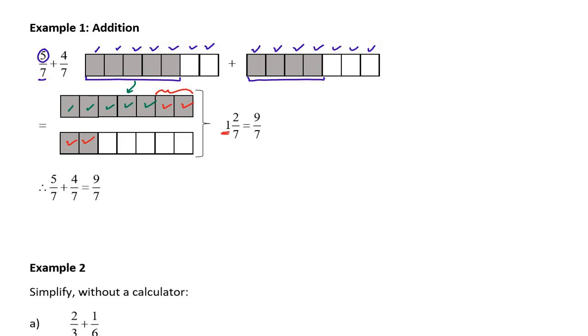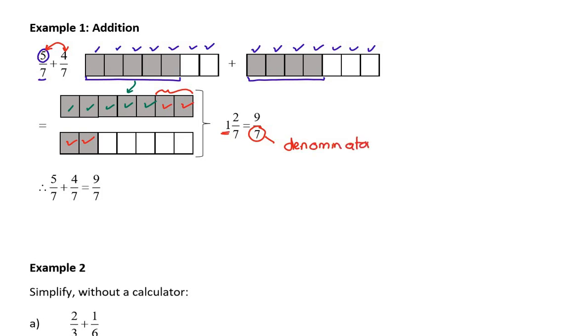Now I must say, I've said this before, we don't like mixed numbers, so you can write 1 and 2/7. Personally, what we would do is write 9/7, because we would say, right, I have 5 pieces plus 4 pieces, so I have 9 pieces, and these pieces are still 1/7 of a bar. So note, my denominator does not change, because you're not dividing the cake up into any more pieces.